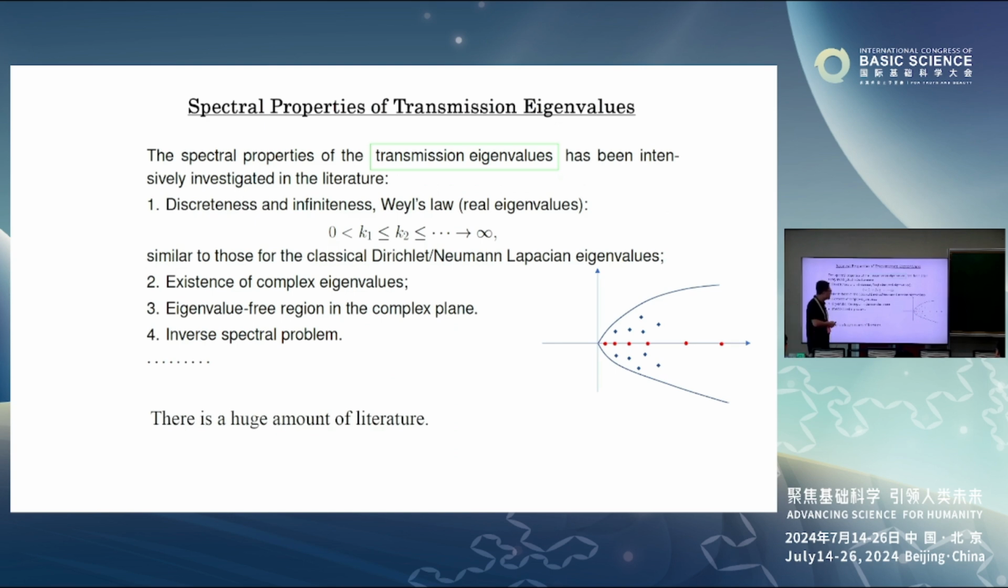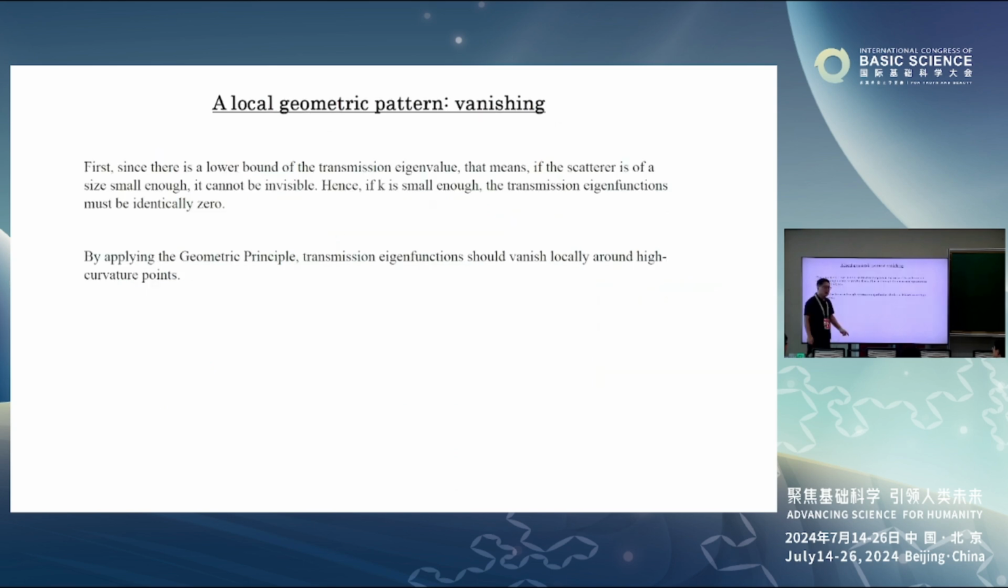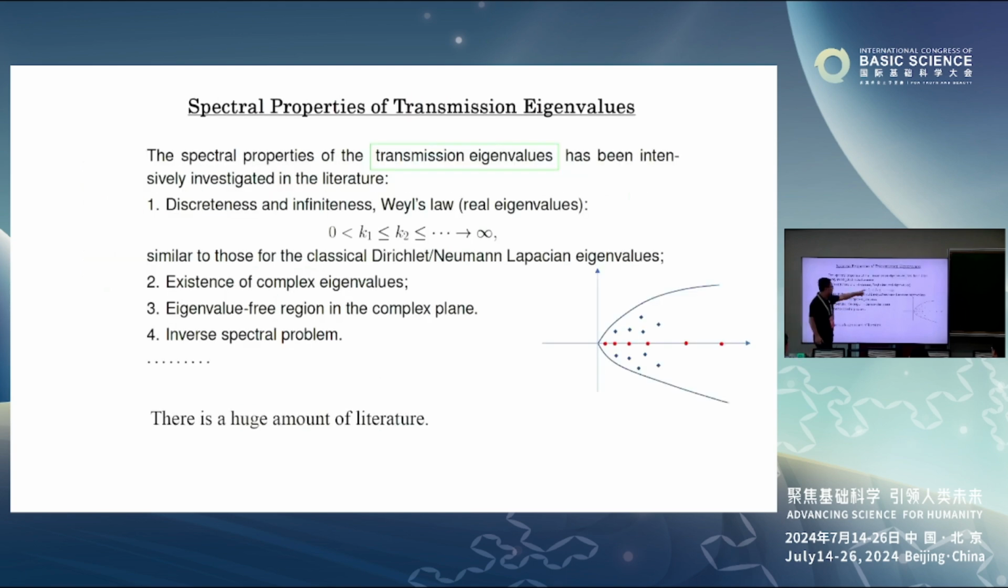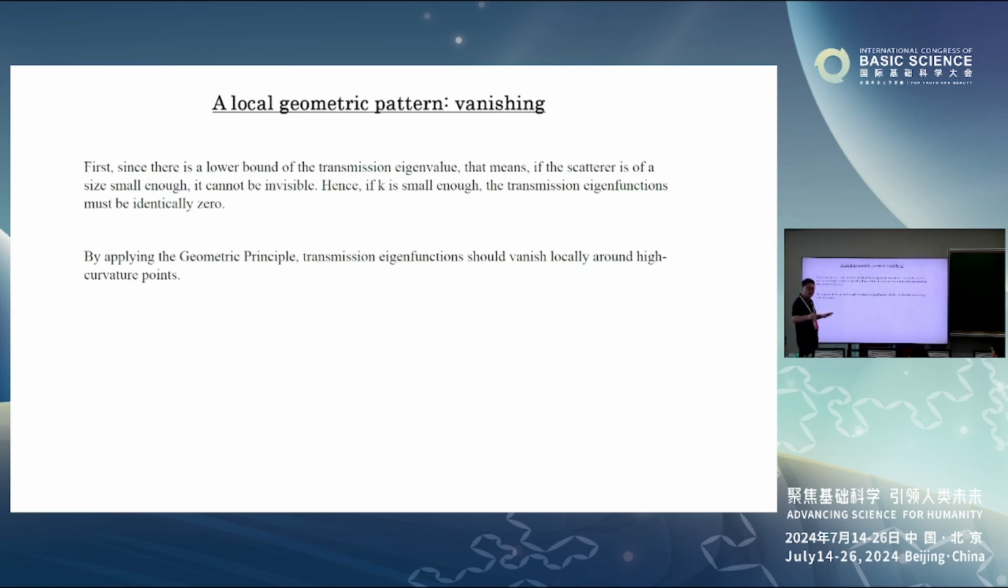It's not the focus of my study. Here I only care about this: there exists a smallest transmission eigenvalue, and there is a lower bound. What does the lower bound mean? According to our earlier study, if the scatter is small enough, smaller than 2 pi over this k_1, then no transmission eigenvalue can exist. So that means if this scatter is small enough, it can't be invisible. If you send a wave, it must produce some scattering pattern. That tells you its existence, but definitely you cannot see the details because you lose the resolution.